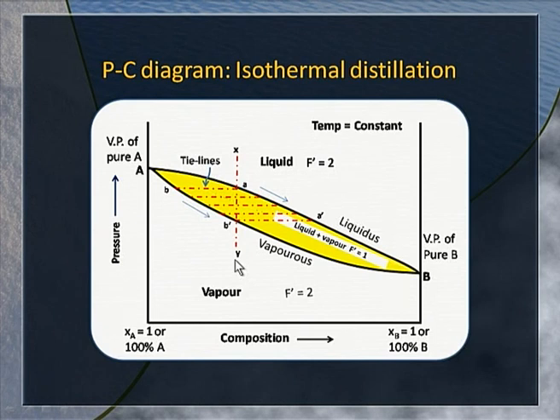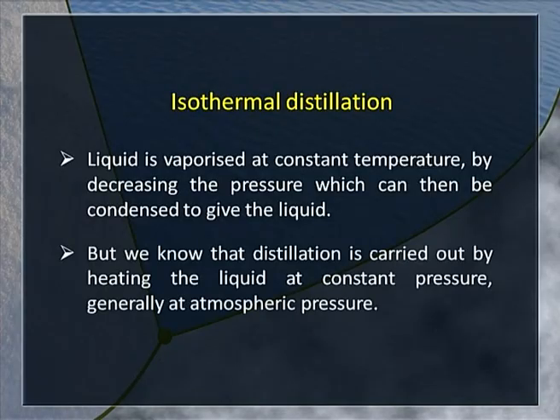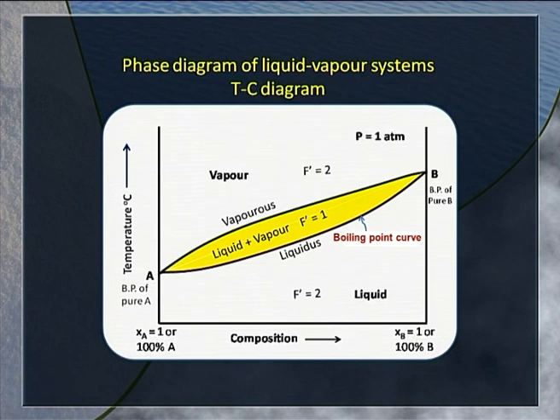We have brought about conversion of liquid into vapor without changing the temperature. What we have done? We simply decreased the pressure, whereby vaporization is brought about. That is why the process is called isothermal distillation. But we know that distillation is carried out by heating the liquid to its boiling point at constant pressure, and that is what we are interested in, for which we need to study TC diagrams, which are more useful than PC diagrams. Look at this.